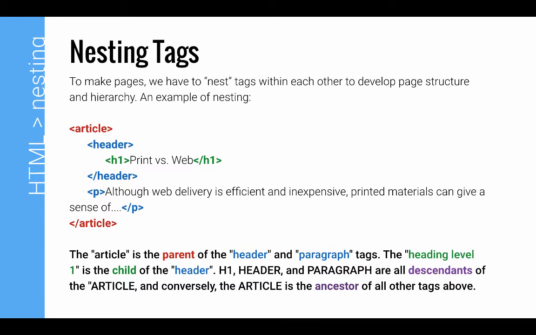Okay. So let's talk a little bit about nesting tags. All right, to make pages, we have to nest tags within each other to develop page structure and hierarchy. So an example of nesting, I kind of was mentioning this before, is let's say we have an article, and I have that in red. So the article is in red, and inside of the article, it's a best practice for any kind of article that you always have what's referred to as a header that would be at the beginning of the article, so that inside of the header there's some sort of heading level, whether it's an H1 or H2 or whatever.